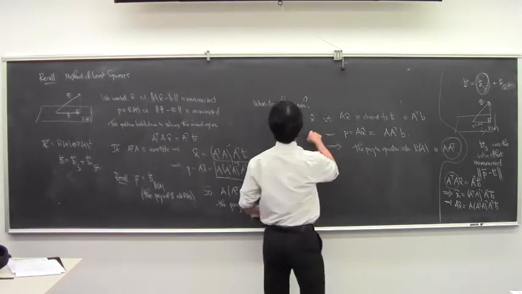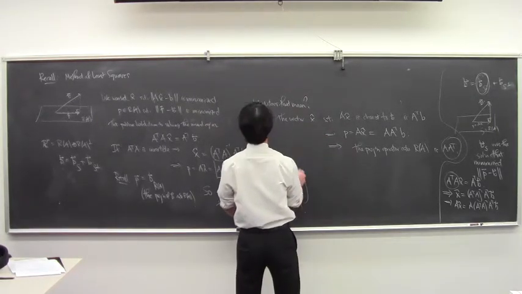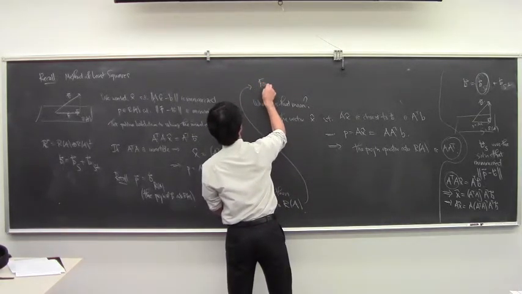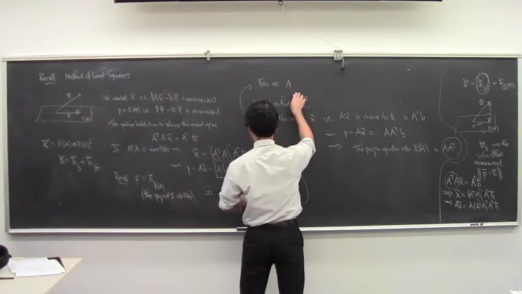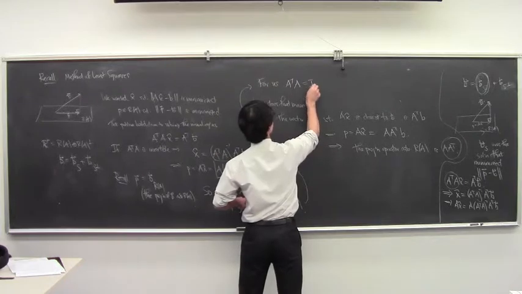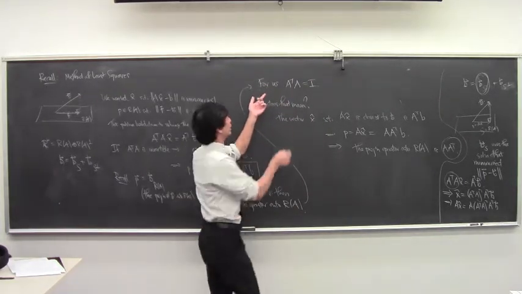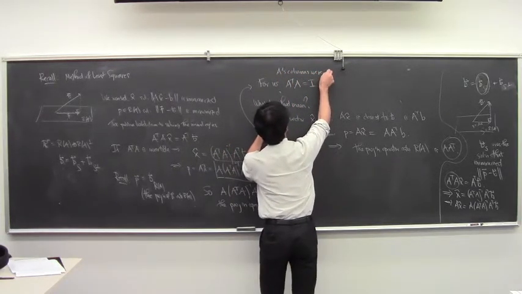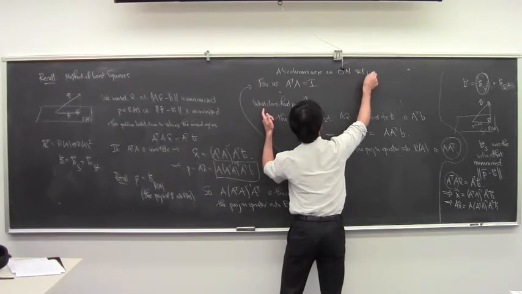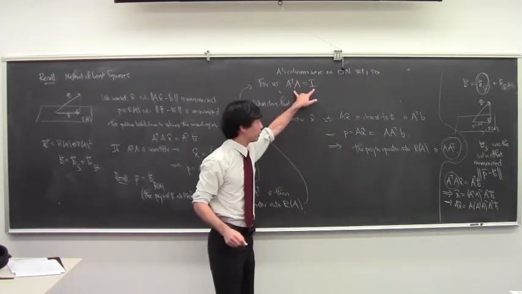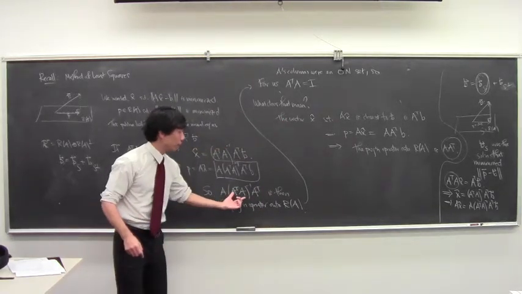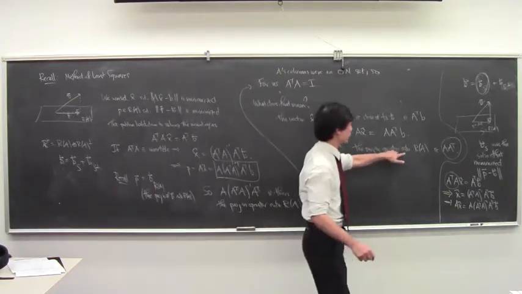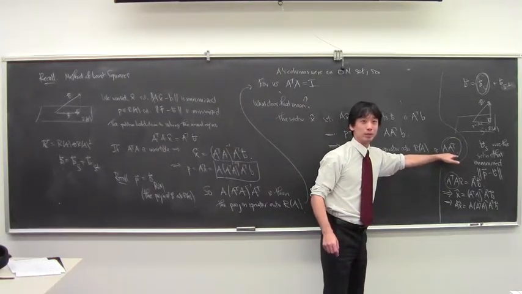And for us, A^T A was the identity, because our A's column vectors were an orthonormal set. So A^T A is the identity, right? So for us, the projection operator onto RA is going to be A A^T. That's what we're saying here.